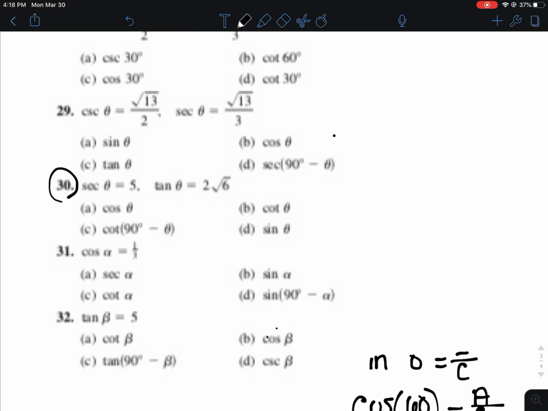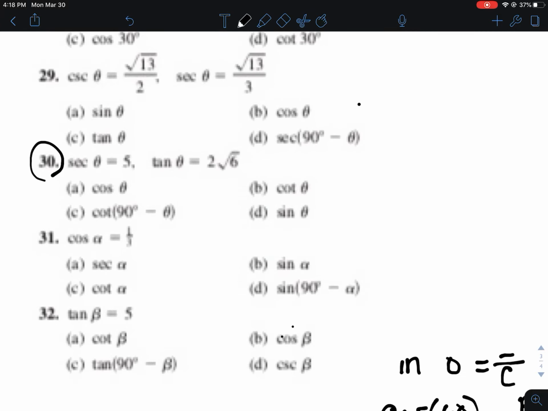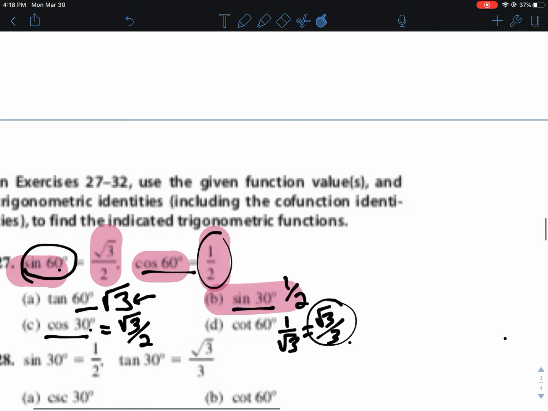All right, let's try 30 here. So here they're saying the secant is equal to 5, and the tangent is equal to 2 square roots of 6. And the first thing they want me to find is the cosine of theta. Well, remember, cosine is the same as 1 over the secant of theta.